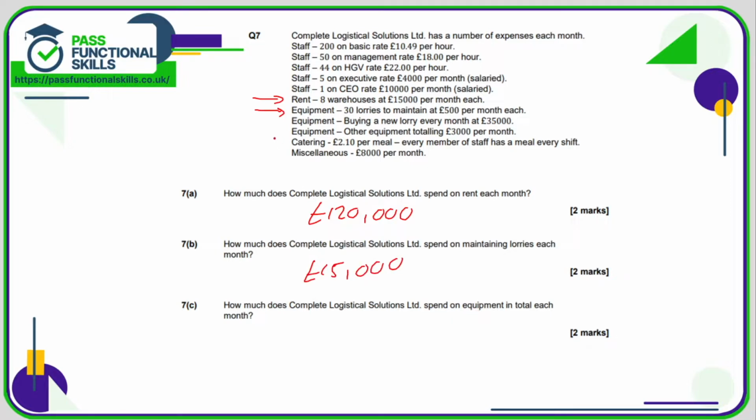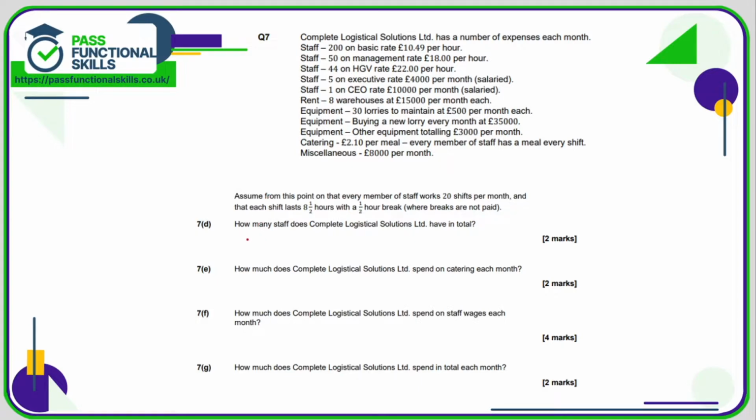So the total for equipment is going to be the £15,000 from part B, plus £35,000 for a new lorry each month, and then this extra £3,000. And these three added together comes to a total of £53,000. D isn't too bad. How many staff do they have in total? So it's 200 plus 50 plus 44 plus 5 plus 1. That comes to 300 staff members.